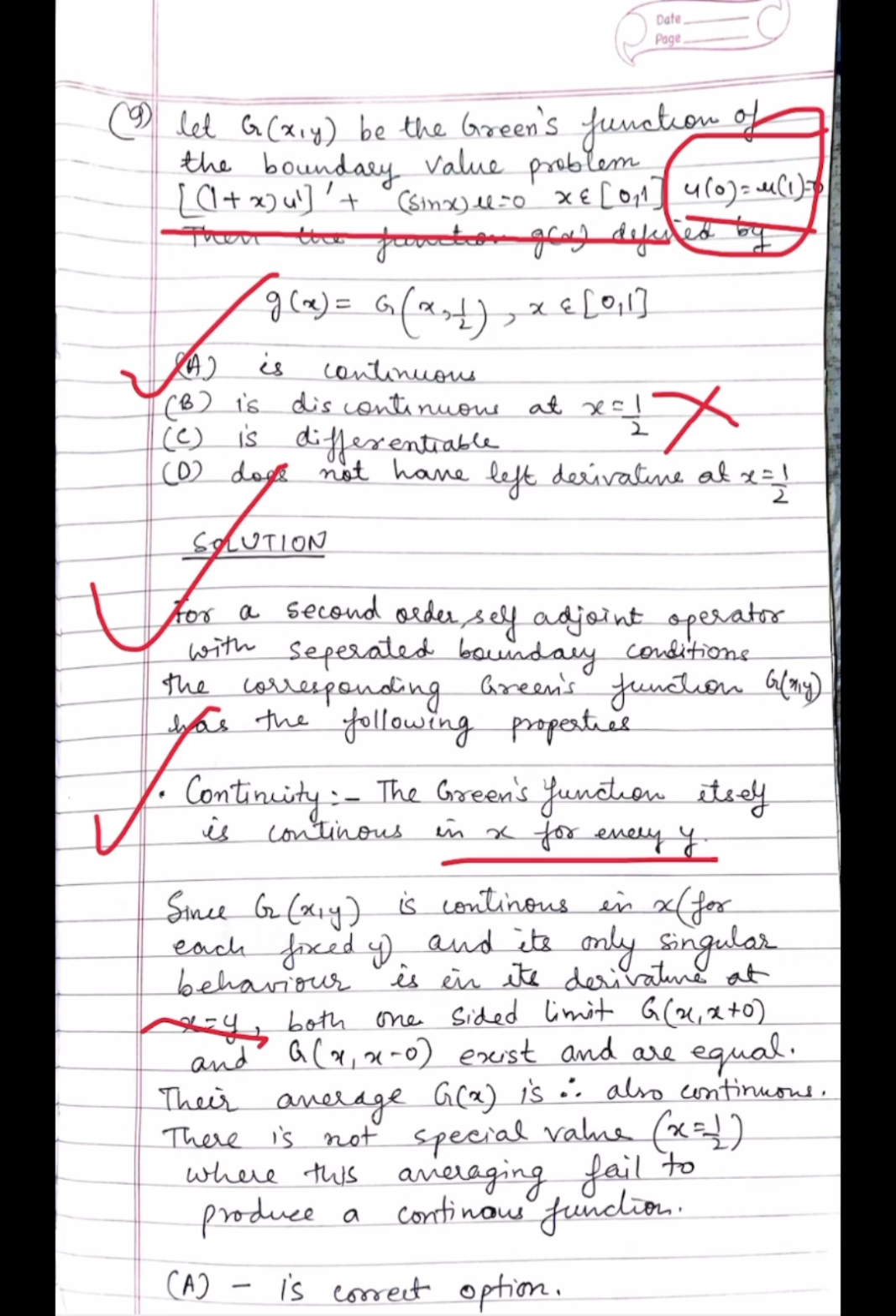Does not have a left derivative will be wrong, and is differentiable: in most cases these are differentiable, but we need some additional conditions to show differentiability. So since only one option is correct, if it is differentiable it will be continuous also. So we cannot have two correct options, we will have only one correct option. We know that every differentiable function is continuous, so we'll go for continuous. This is the best option, continuous is the best option.